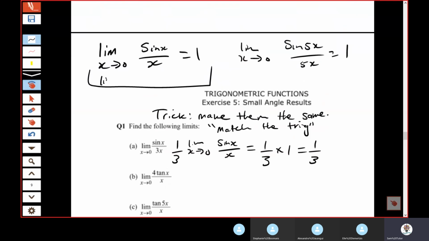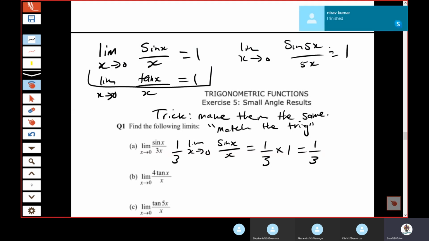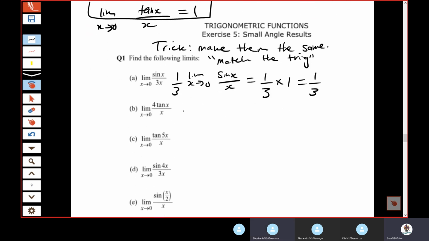This formula is also true for tan. Limit as x approaches 0 of tan x on x also equals 1. So Sam, do we have to make it always equal 1? Yeah, that's the idea. You're meant to get this bit at least becoming 1. Okay.